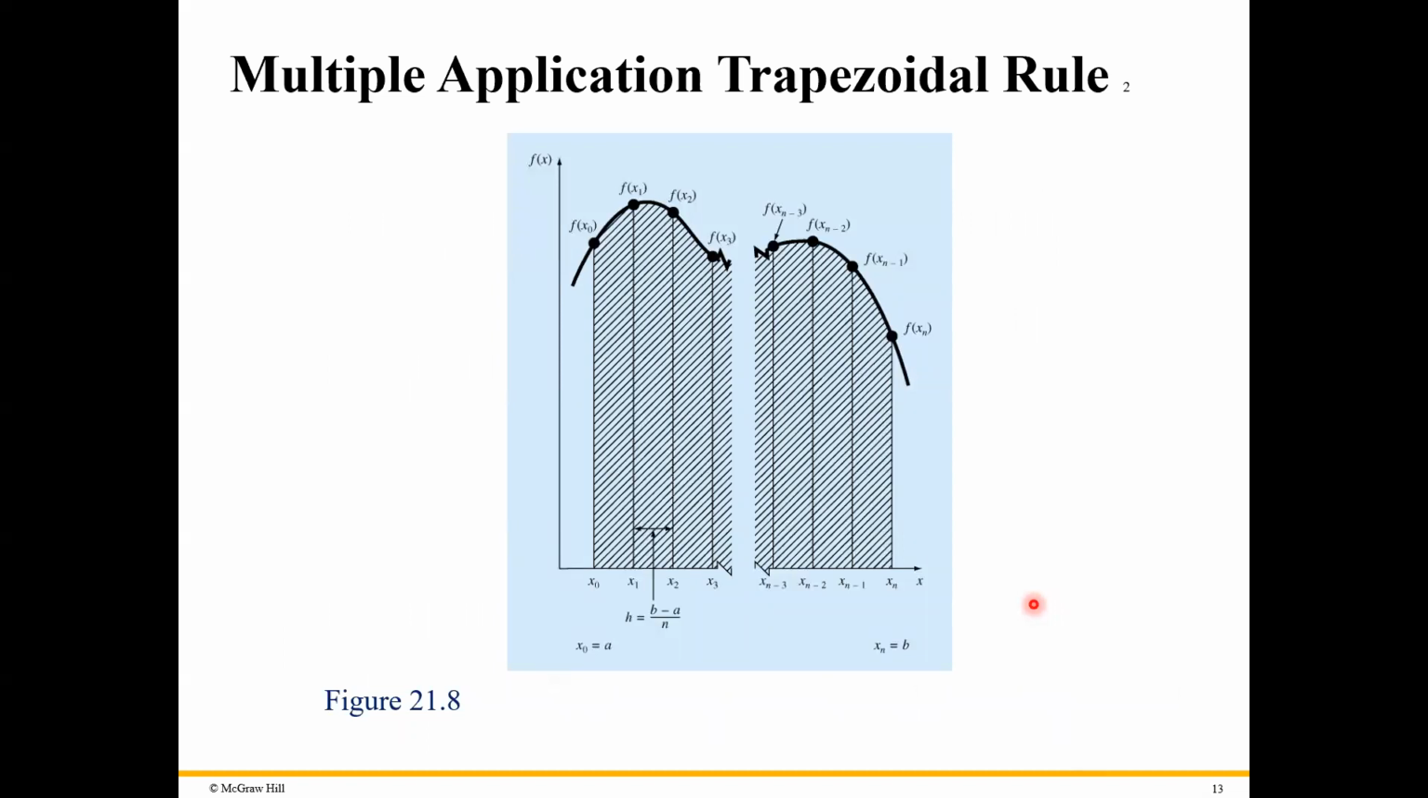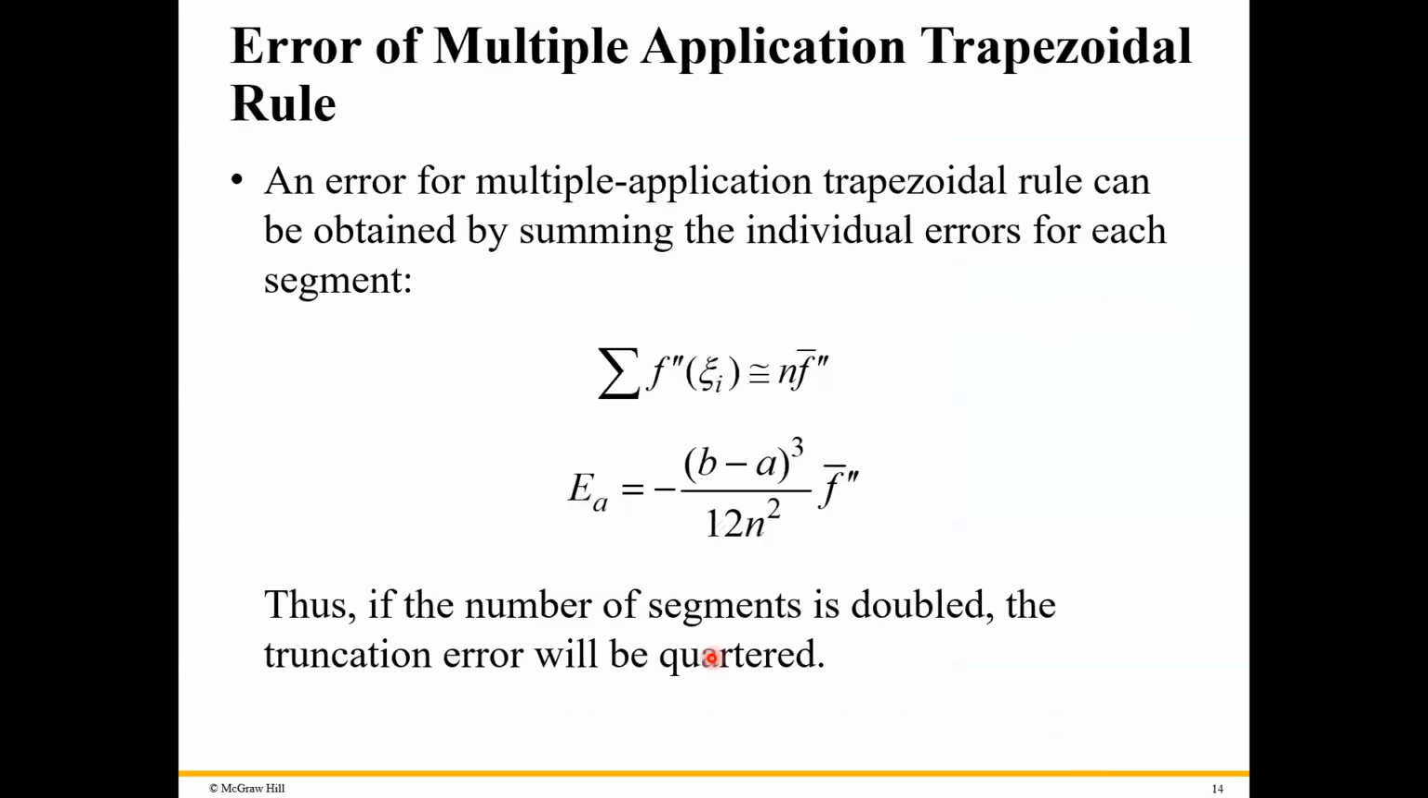Okay, so this will give the formula for the multiple application of the trapezoidal rule. Here we can represent it in the graphical format. There is, of course, an error of the multiple application of the trapezoidal rule as well. This error can be represented by this formula: (b minus a) cubed over 12 n squared, into the average value of the second derivative. So f bar double prime is the average value of the second derivative.